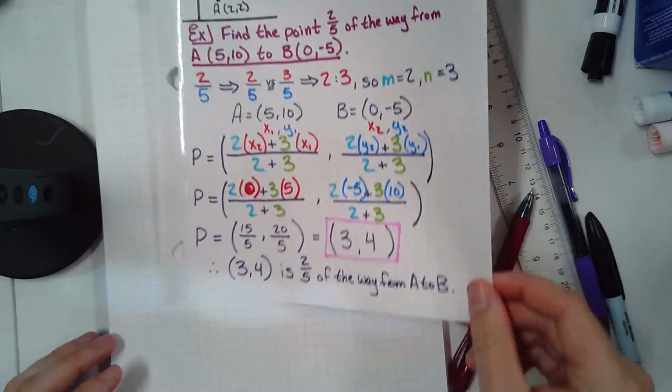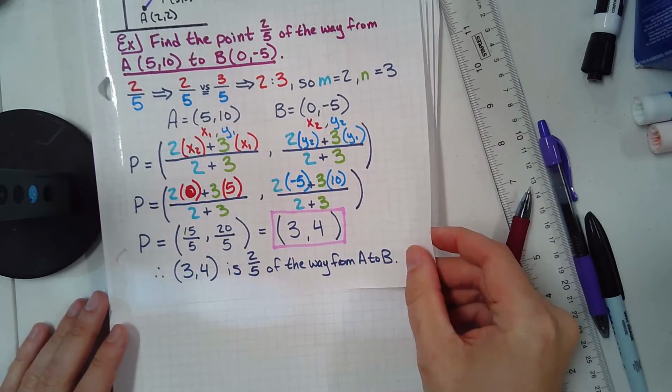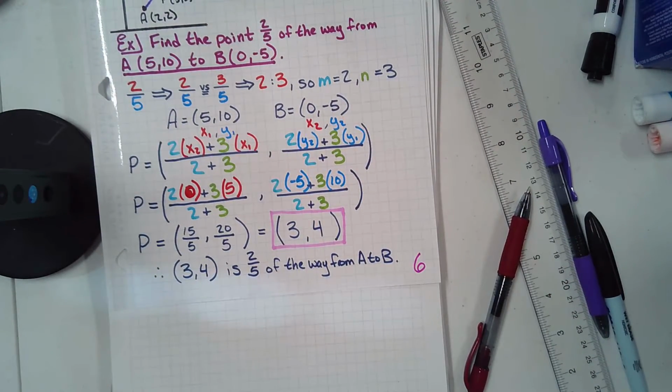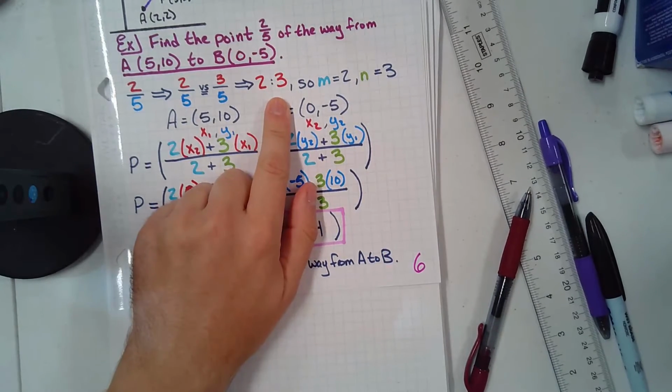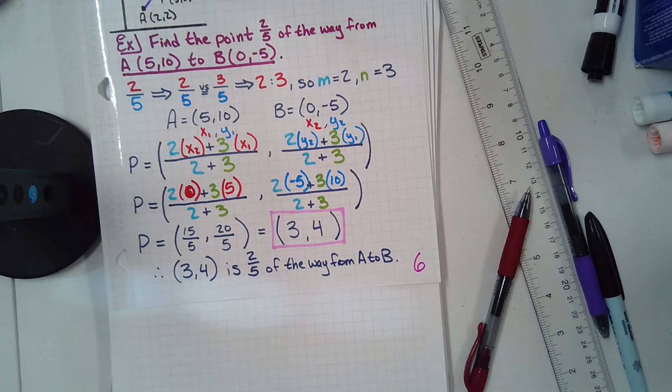All right, another example. Everybody loves examples. Find the point 2/5 of the way between A and B. Well, 2/5 and 3/5 is a 2 to 3 ratio. Hopefully everybody's comfortable converting between fractions and ratios now. This blew students' minds last year, like in a bad way. They were just like, could not do it. I hope you guys can.